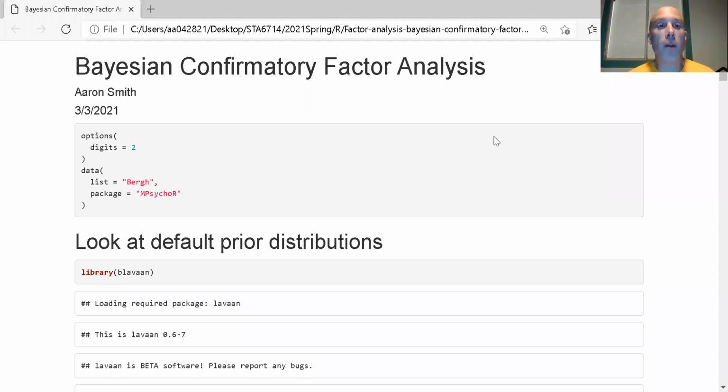Hi, in this video, we want to take a look at Bayesian confirmatory factor analysis. Remember, if we're doing factor analysis, we believe that there are latent variables, hidden variables that we can't actually see that are driving variables that we can observe and measure. So we want to use the observable, measurable variables to get an inference about the variables we can't see.